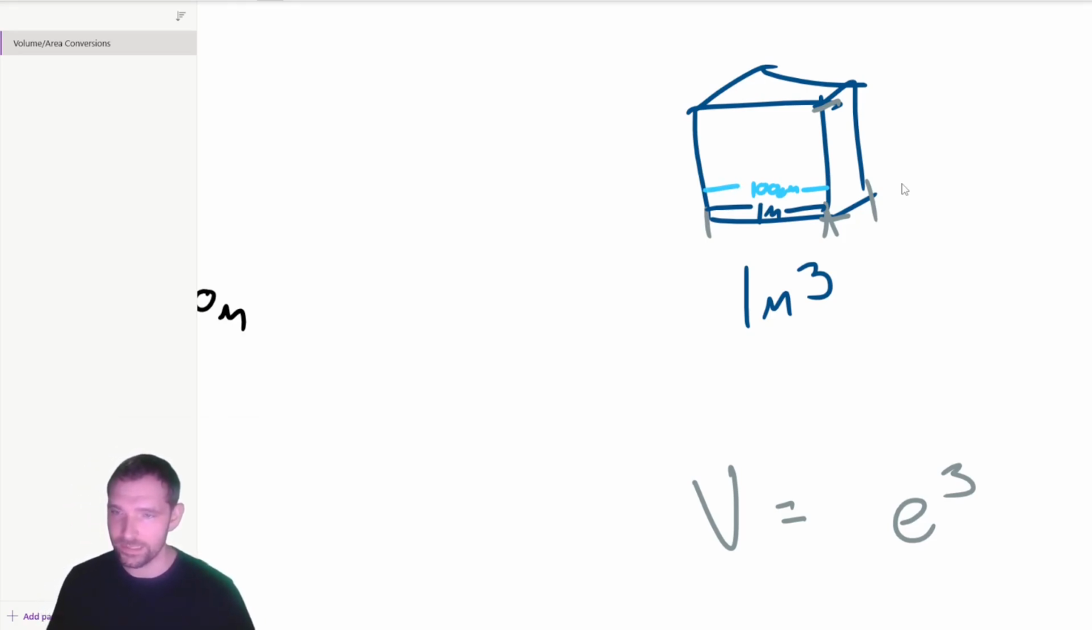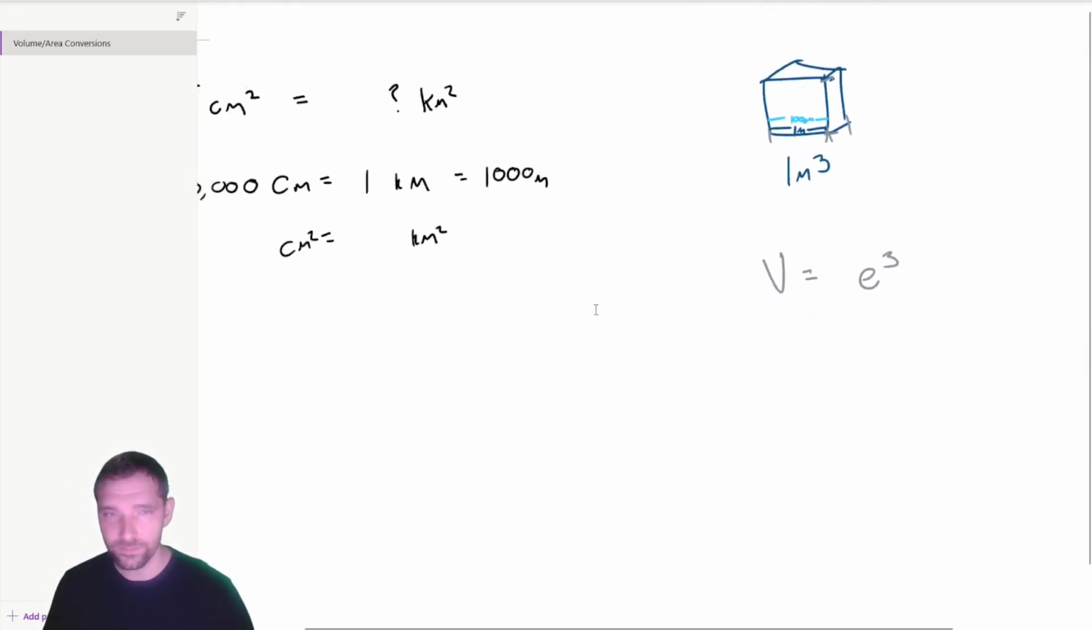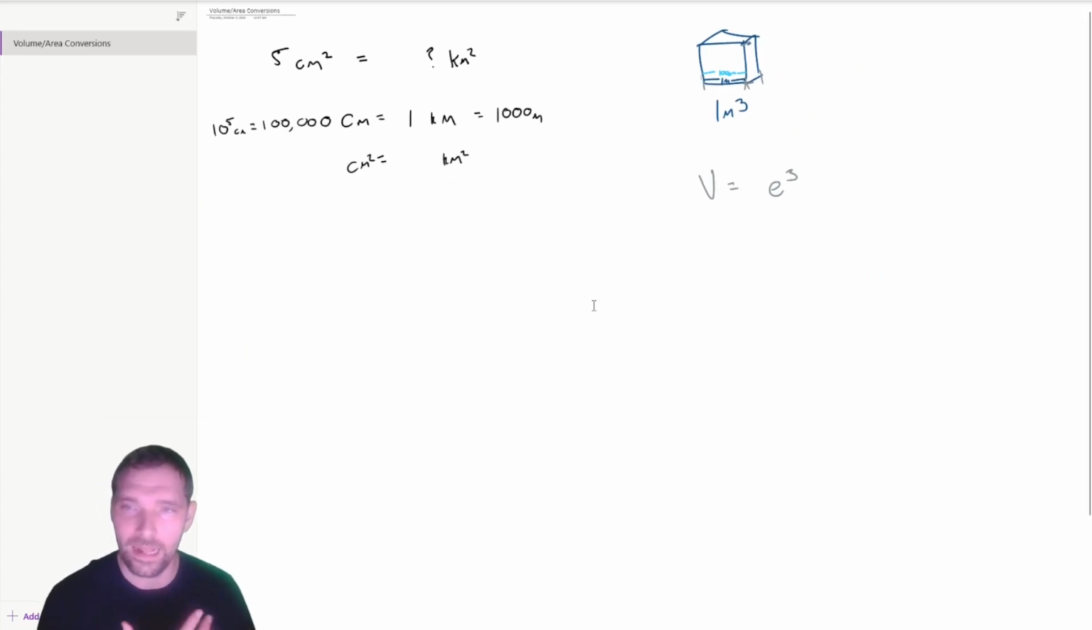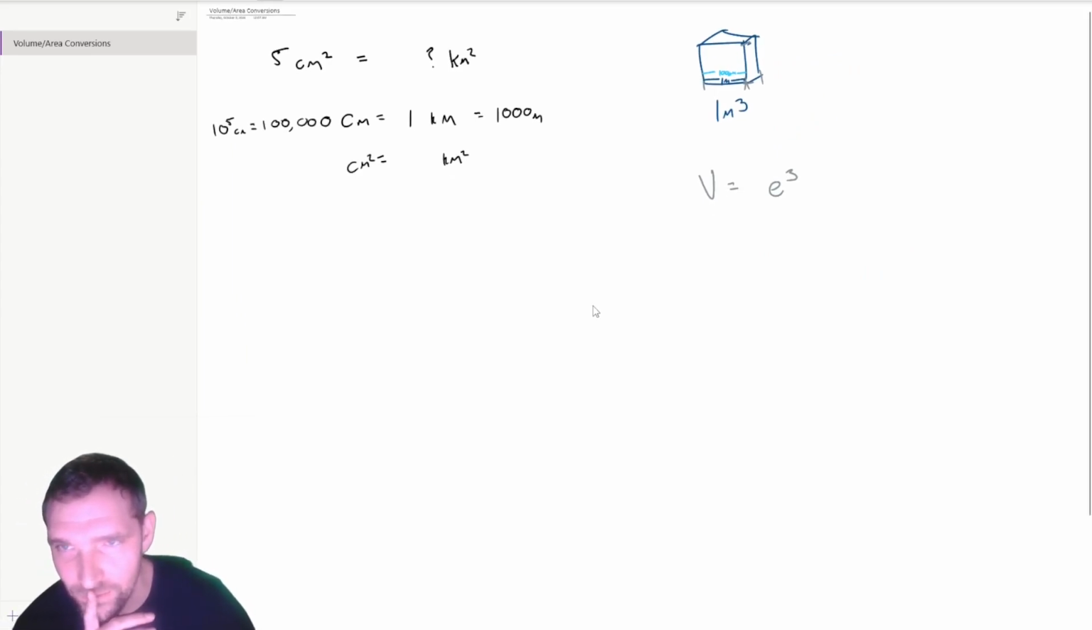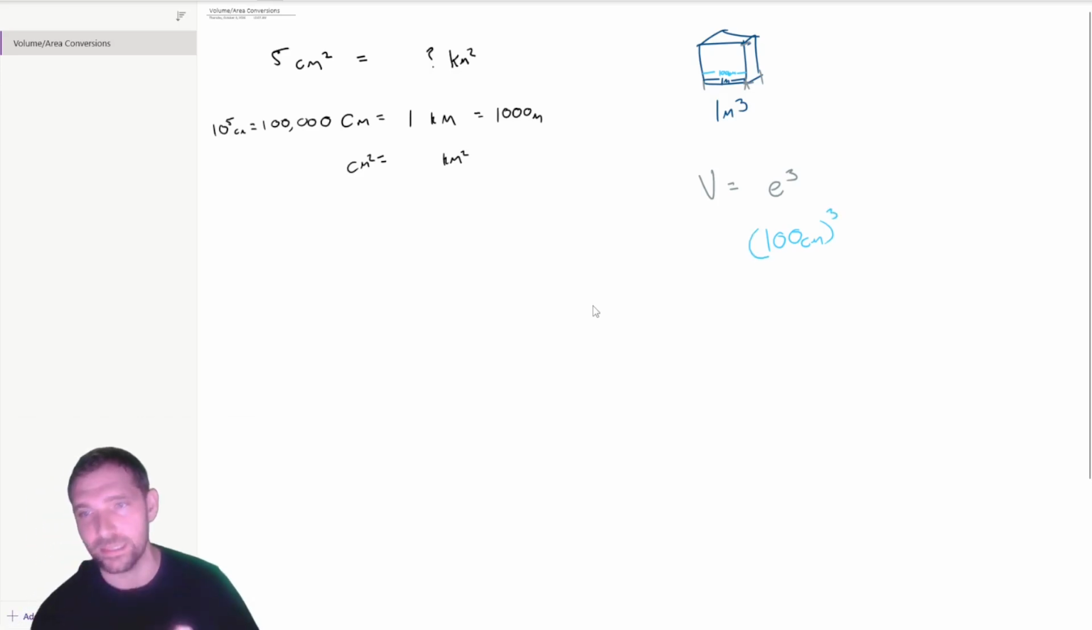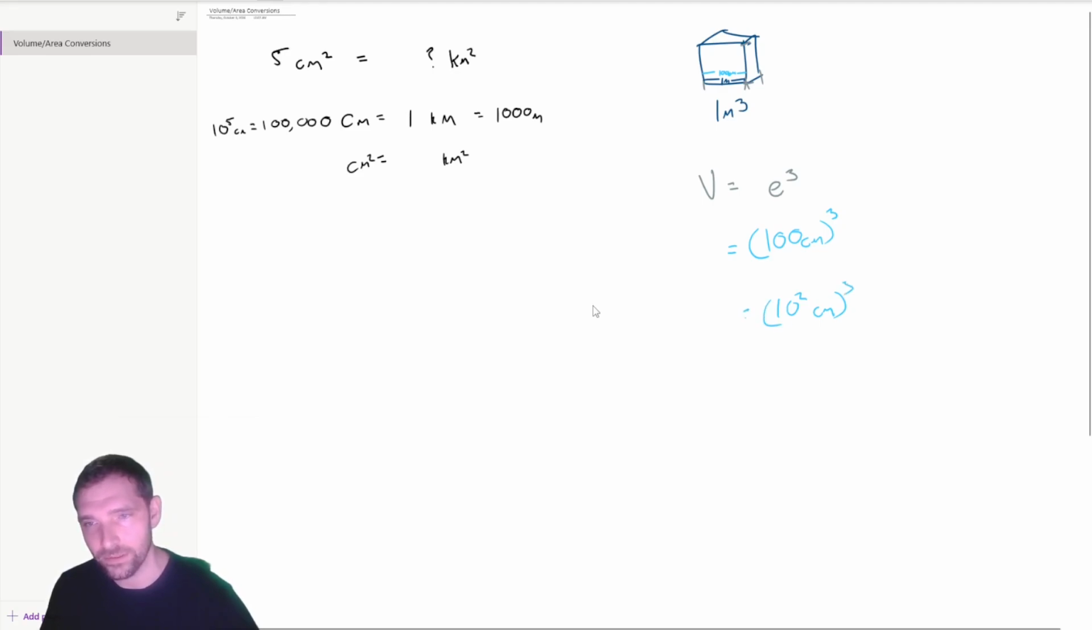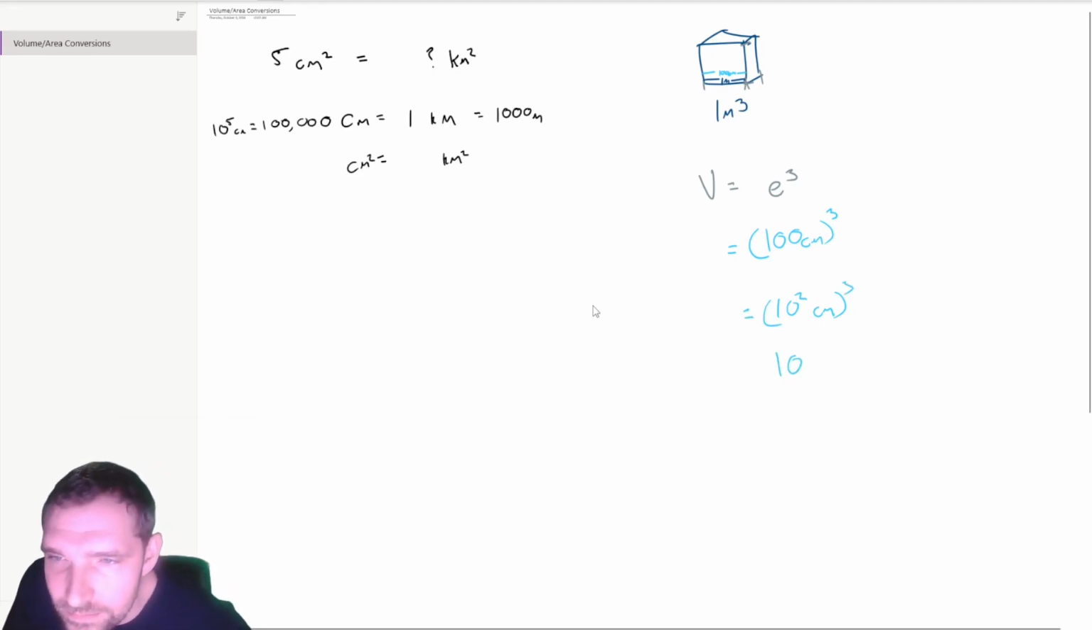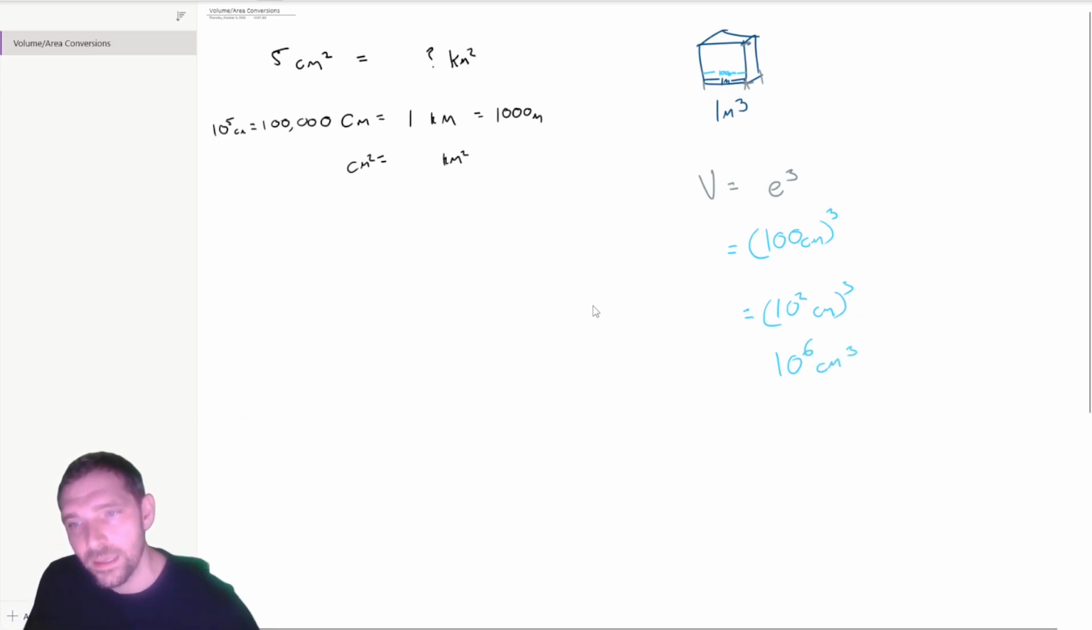So you have 100 centimeters on each edge, and that can help you with this conversion factor. So you can say, okay, well, I've got 100 centimeters on each edge, and I need to put that up to the third power to get this volume. And so this would be 10 up to the second power, all raised to that third power. So this is, what's that? 10 up to the sixth power cubic centimeters is equal to 1 cubic meter.